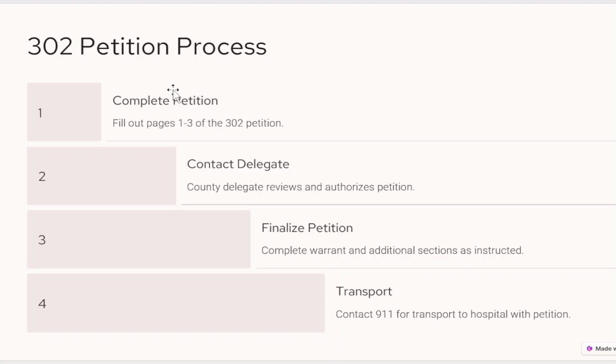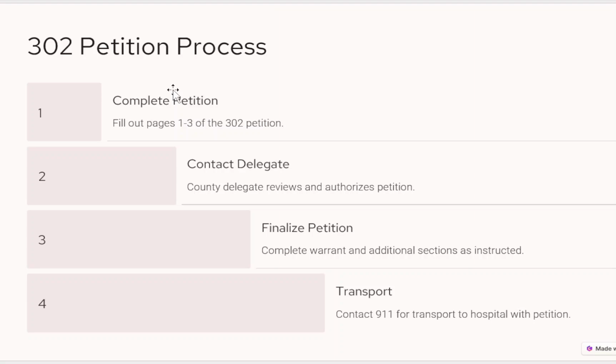The process for completing the 302 petition is outlined as follows. An example petition is attached here in this module, so you can take a closer look. If you are the petitioner, you will need to complete pages 1, 2, and 3 of the 302 petition. These pages focus on the key factors we've previously discussed that must be met for a 302 petition to proceed. Once the pages are filled out, contact the appropriate county delegate.